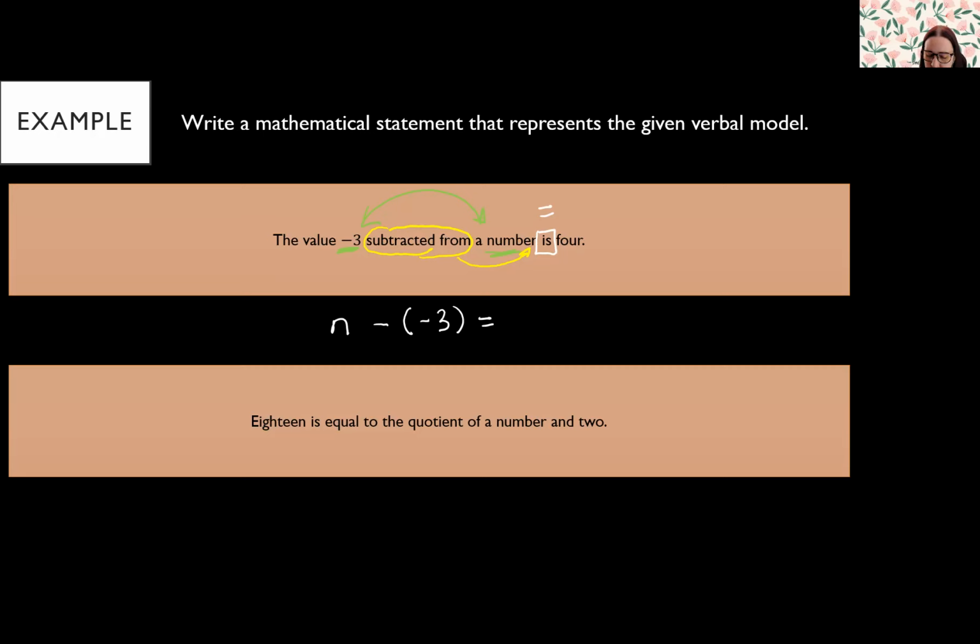So I've just translated the -3 subtracted from a number, so that translates as n, or the number, minus -3. And then I've got is, and then after that we've got 4. So this translates as n minus -3 equals 4.